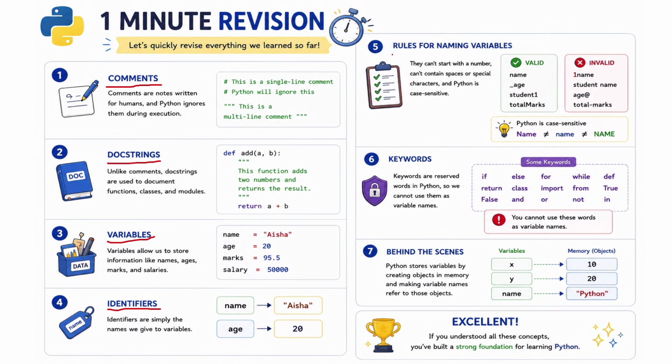We also learned the rules for naming variables. For example, they cannot start with a number, can't contain spaces or special characters, and Python is case sensitive. Then we discussed that keywords are reserved words in Python, so we cannot use them as variable names. For example, if, else, for, while, def, return, all these are keywords. And finally, we looked behind the scenes and understood how Python stores variables internally by creating objects in memory and making variable names refer to those objects. Excellent. If you have understood all these concepts, you have built a strong foundation for learning Python.